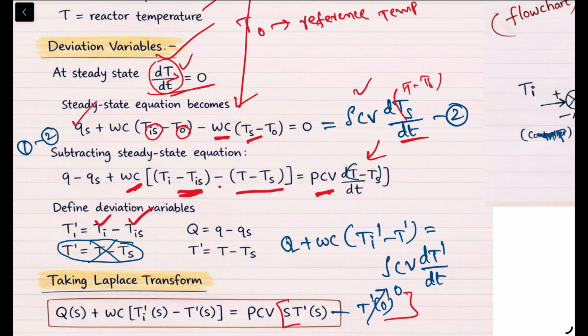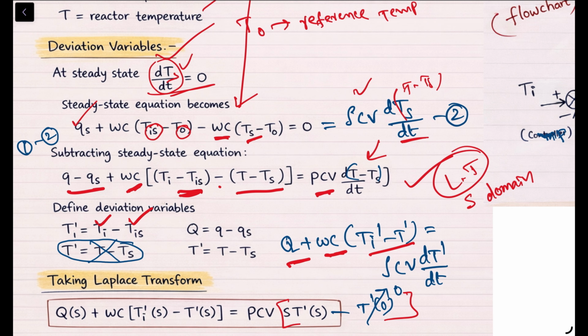Now apply the Laplace transform. Please remember the steps we did to define a transfer function in the previous class lectures. We apply the Laplace transform to convert the equation into the s domain. First, make it simple: Q minus Qs becomes Q dash. It's Q dash plus WC into (Ta dash minus T dash) equal to rho C into dT dash by dt.